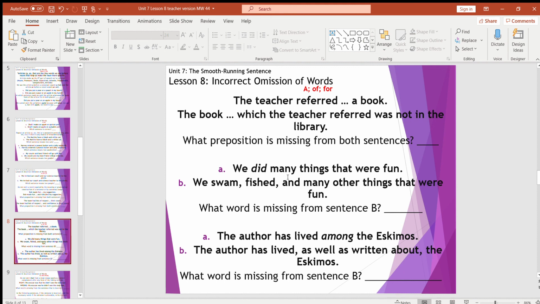So we did many things that were fun. We swam, fished, and many other things that were fun. What word from A is missing in sentence B? It needs that did, right? We swam, fished, and did many other things that were fun. The author has lived among the Eskimos. The author has lived as well as written about the Eskimos. Which word from A is missing in B? Once again, among. The author has lived among the Eskimos as well as written about those Eskimos.